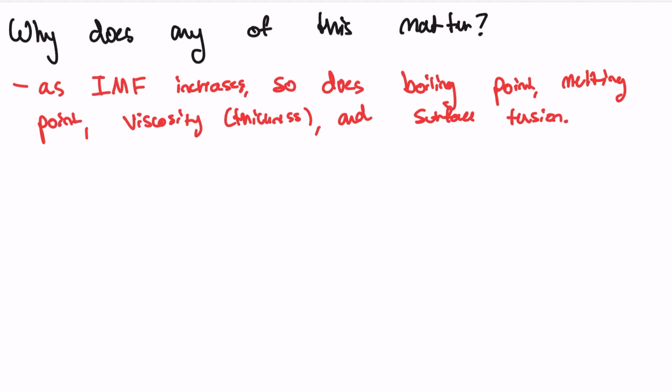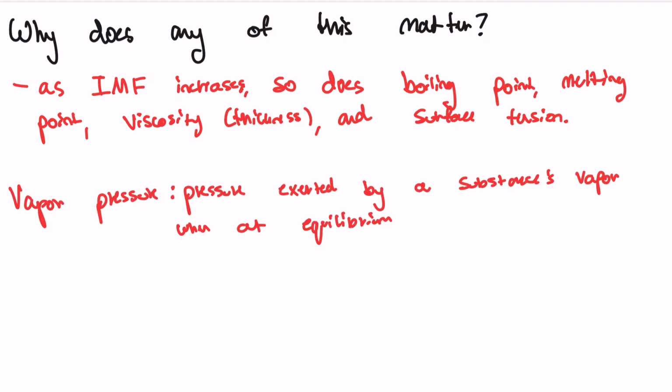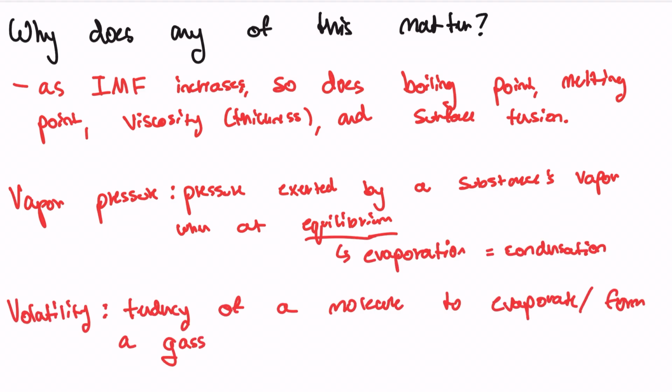It's important that you realize that this is the case, this is all happening, because higher intermolecular forces will require more energy to overcome. It takes a lot more energy to break a hydrogen bond than it takes to break a London dispersion force. Vapor pressure is the pressure exerted by a substance's vapor when it is at equilibrium at a given temperature. This equilibrium occurs when our rate of evaporation is equal to our rate of condensation.